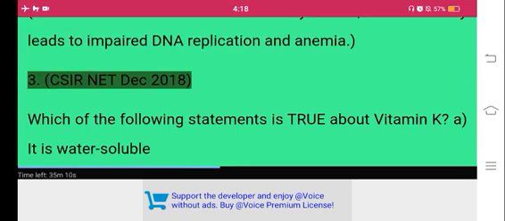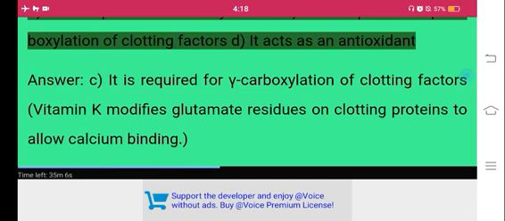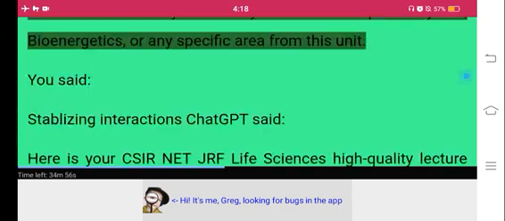3. CSIR NET December 2018. Which of the following statements is true about vitamin K? A. It is water soluble. B. It is required for DNA synthesis. C. It is required for gamma carboxylation of clotting factors. D. It acts as an antioxidant. Answer: C. It is required for gamma carboxylation of clotting factors. Vitamin K modifies glutamate residues on clotting proteins to allow calcium binding.